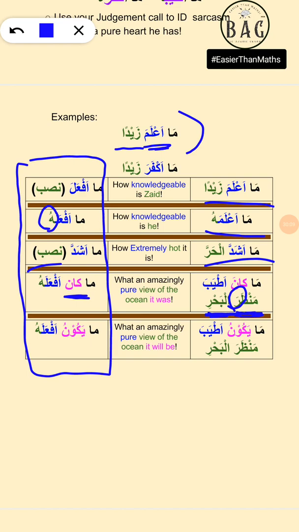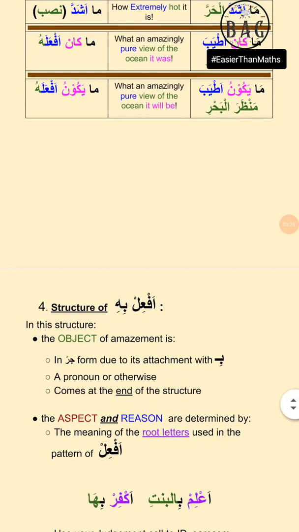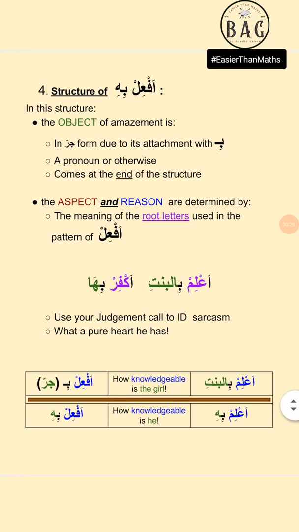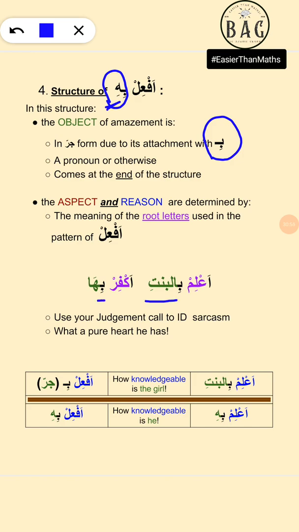Then ma yakunu af'alahu. Yakunu has restricted the amazement to future. So ma yakunu atyaba manzar al-bahri would mean what an amazingly pure view of the ocean it will be. Now to our second last pattern, we have af'il bihi. Here the object of amazement is in jar form. Why? Because of the letter or the harf b. It's the same b as we have studied in harf jar. So this b is going to cause the object of amazement to be in jar form, whether it's a pronoun or otherwise. So for example, it's either going to be bil binti or biha. It's totally fine.